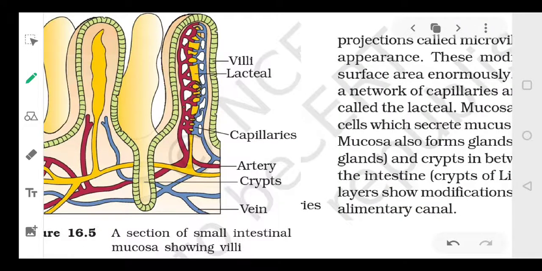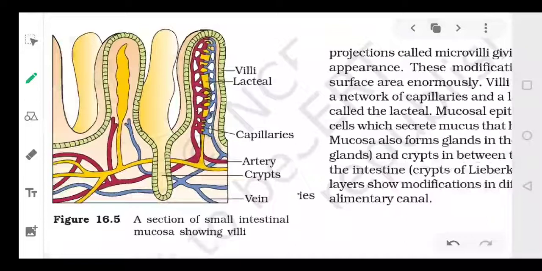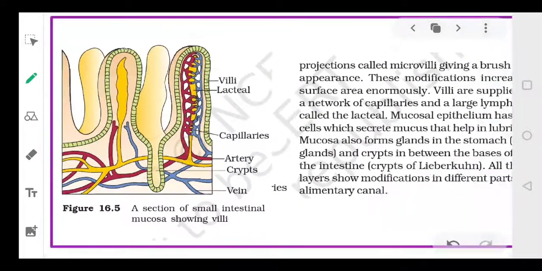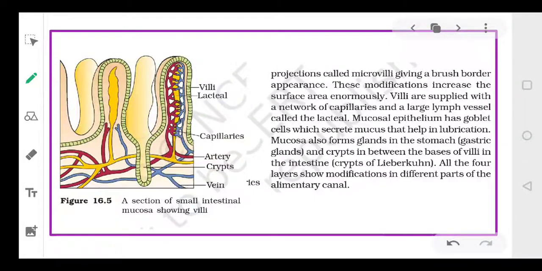Now let's observe the structure of the villi. The lining of the villi produces numerous microscopic projections, which are the microvilli. So villi in turn contain microvilli, and because of the presence of villi and microvilli, the surface area of the intestinal mucosa increases tremendously. And these villi are richly supplied with blood. First, they increase the surface area. Secondly, they are richly supplied with blood.